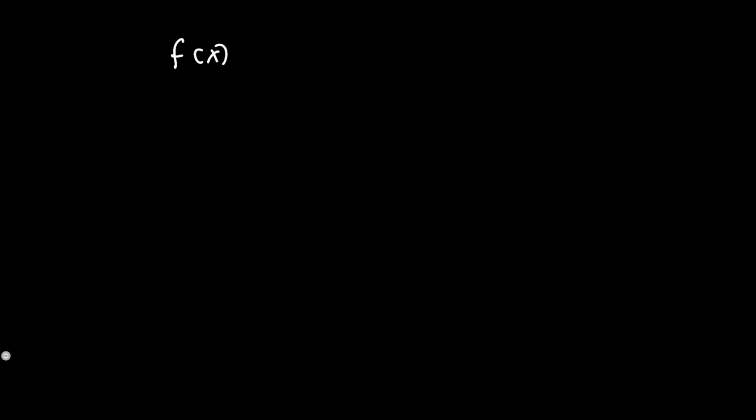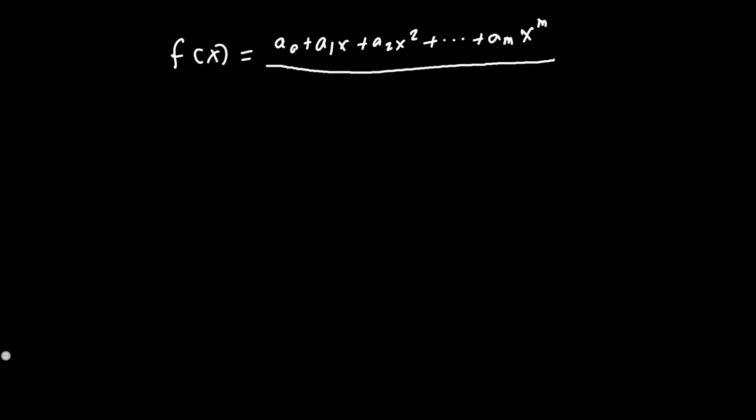Instead of a polynomial, the Padé approximation of a function f of x is basically expressed as a ratio of two polynomials. So basically something like a0 plus a1x plus a2x squared and so on, up until am times x to the power of m, divided by 1 plus b1x plus b2x squared, and so on, up until bn times x to the n.